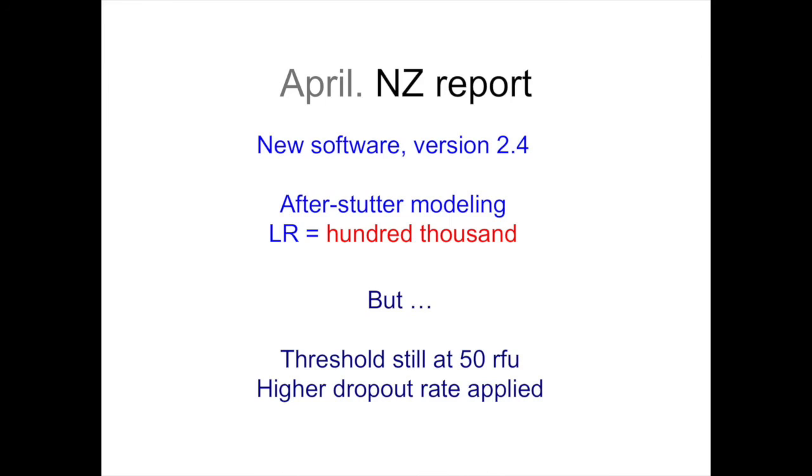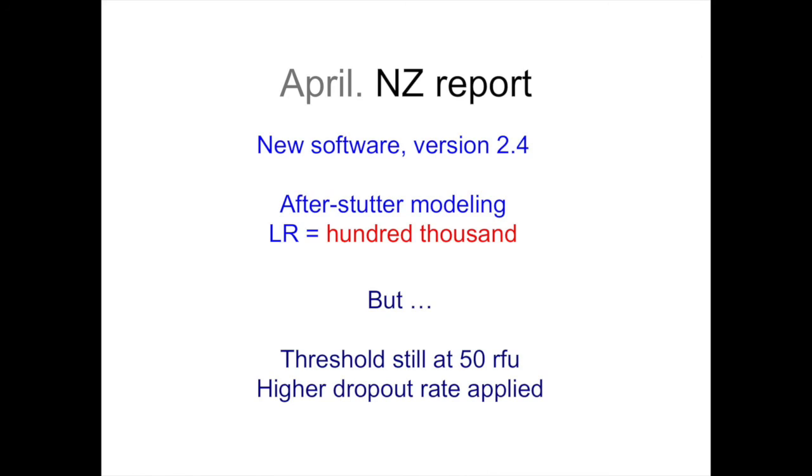In April, there's another report from New Zealand. ESR has a new version, 2.4. They've added after stutter modeling, which as best as we can see is if you put in the peaks and you have extra peaks there with fewer contributors, the program doesn't crash. It may do something else. We really don't know. But now the match statistic is at the level of 100,000 with this new software.